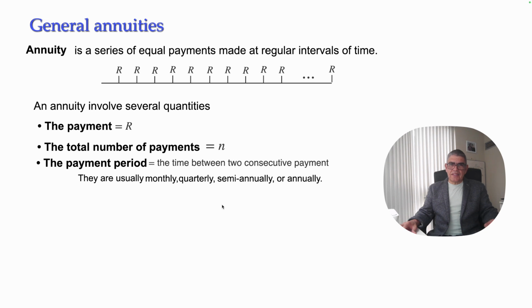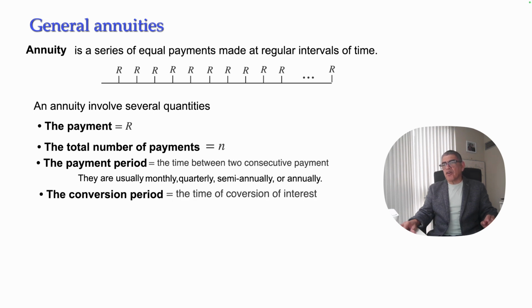So this is one period, but there is another period, the conversion period. The conversion period is the time of conversion of interest. Because money and time are involved here, there will be some interest, and the conversion of this interest is what we call the conversion period. The conversion period could be a month, a quarter, a semi-annual period, or an annual period. So it could be a year, or half a year, or a quarter, that is 3 months, etc. So in an annuity we always have two important periods, the payment period and the conversion period.